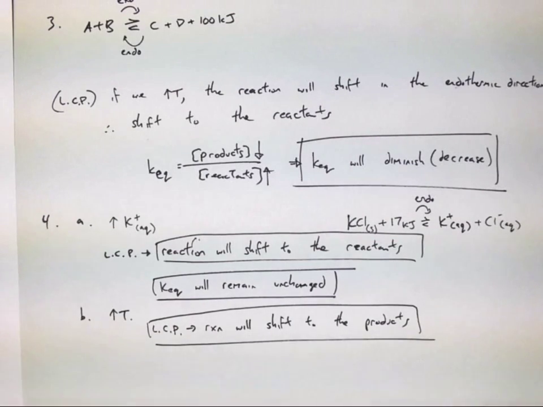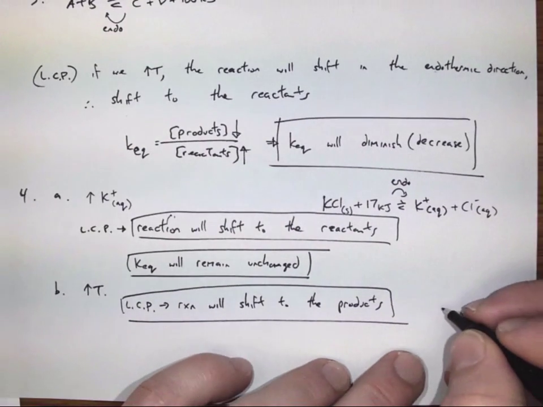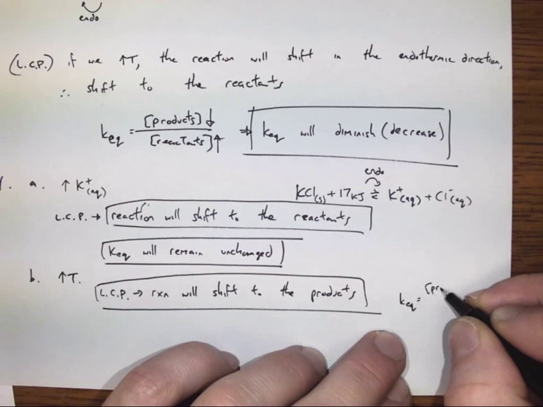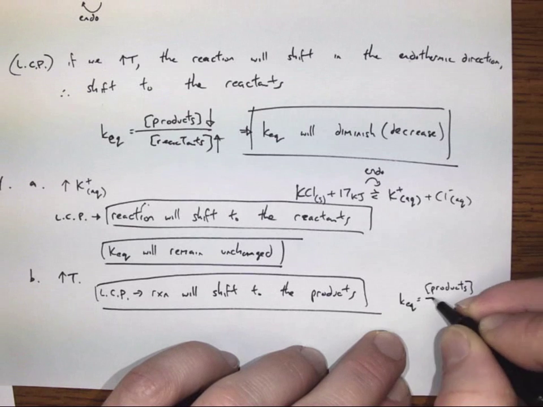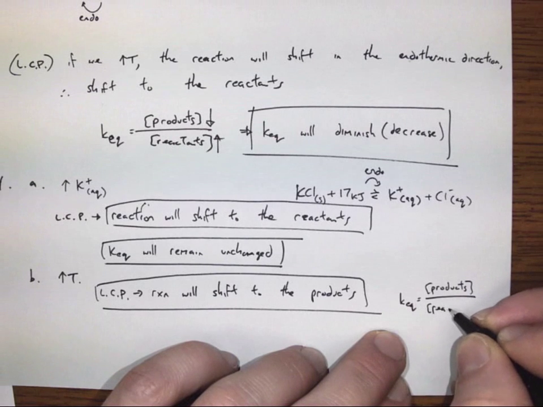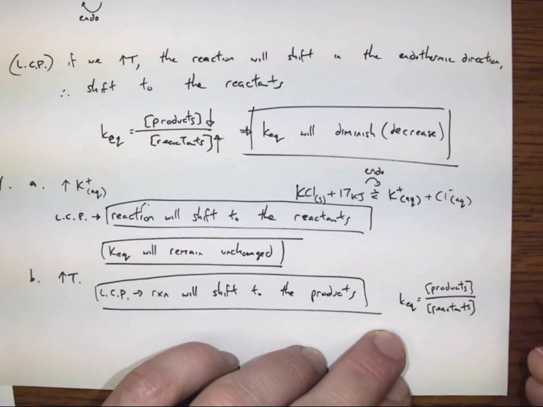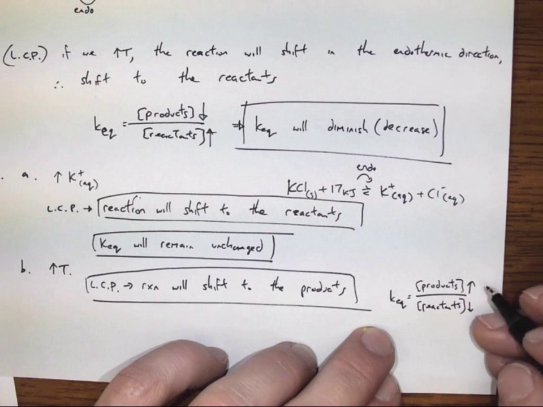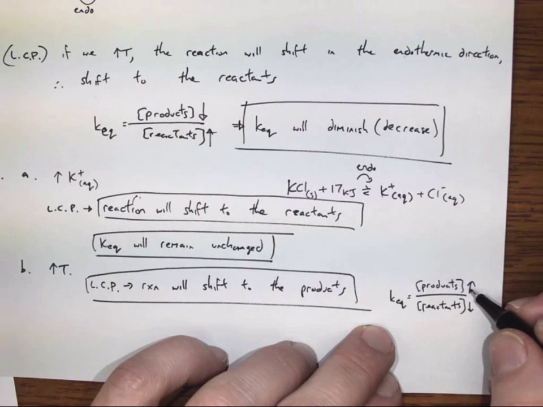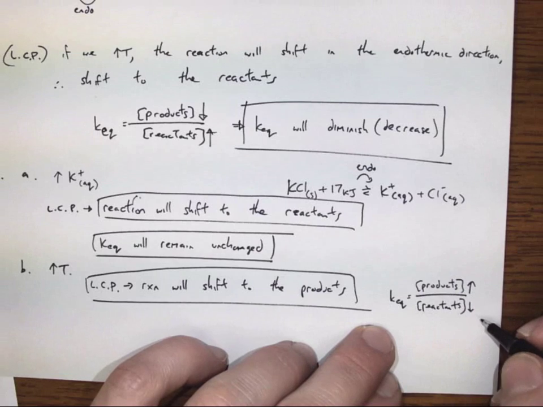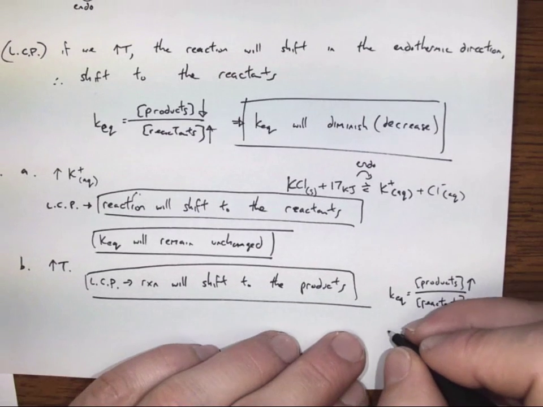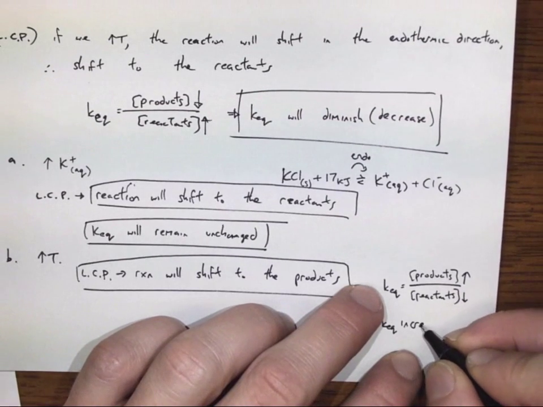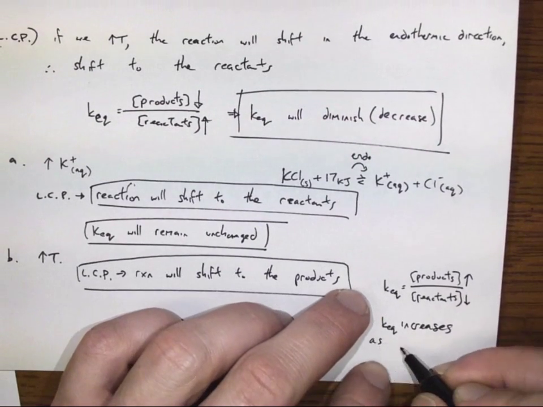And so then the question is, okay, what's that going to do to the equilibrium constant? Well, if our equilibrium constant has some product concentration divided by some reactant concentration, and we are increasing the concentration of the products and we're decreasing the concentration of the reactants, that is going to mean we're going to be dividing a bigger number on the top by a smaller number. How does that change a fraction? KEQ increases as a result.